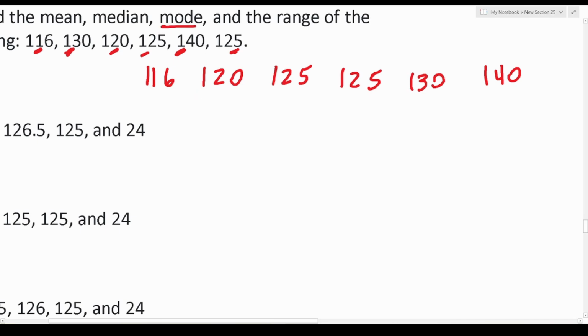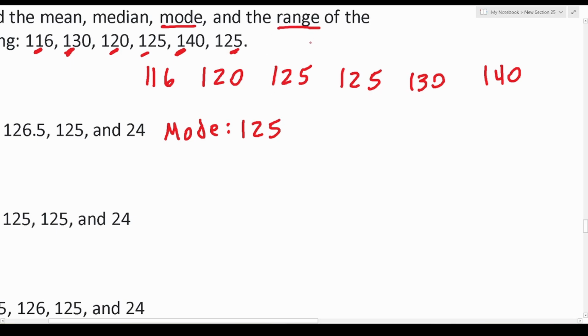The mode is probably the easiest one to figure out. That's the number that appears the most frequently in your data set. And as we can see in all these terms, whereas all of them appear once, 125 appears twice. So for this one, I'm going to say our mode is 125. Okay?